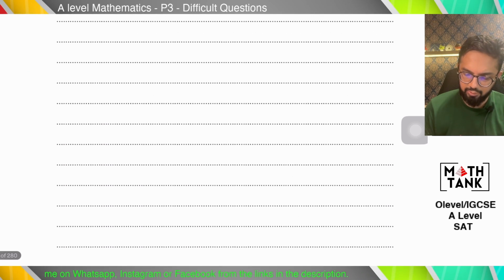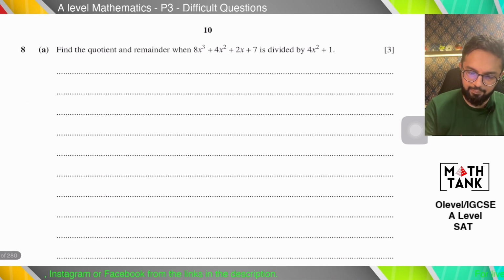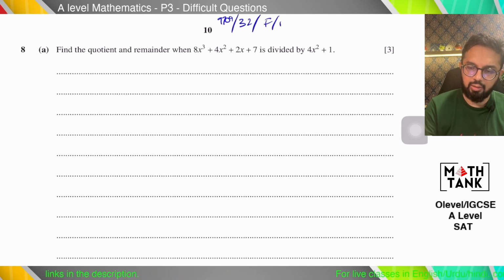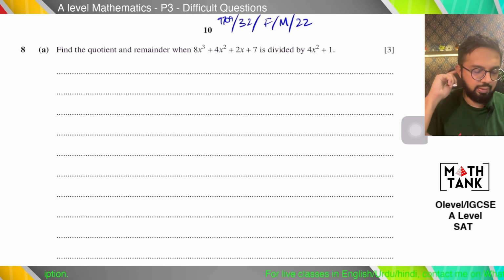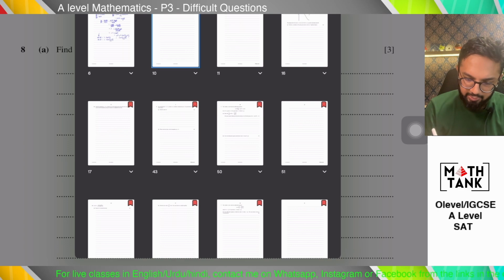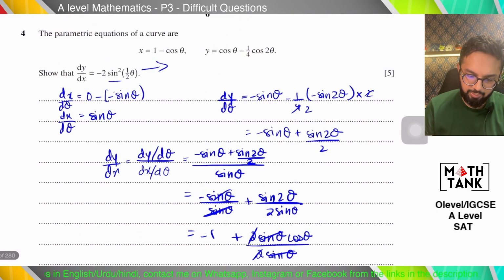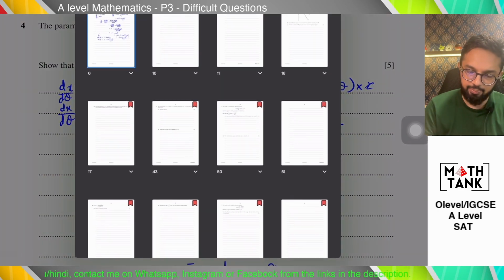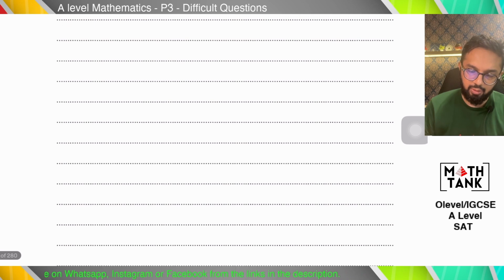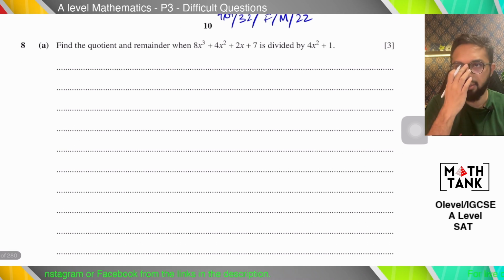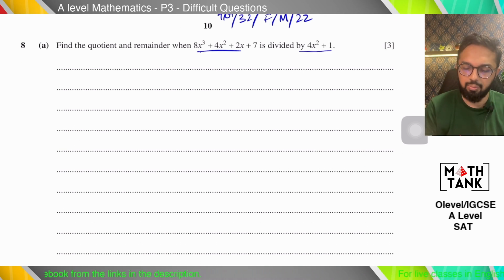This is February, March, the same paper as before. I'm not sure why the previous part had just one question, just one part. Okay, moving on to this question. It says find the quotient and remainder when this is divided by 4x squared plus 1.